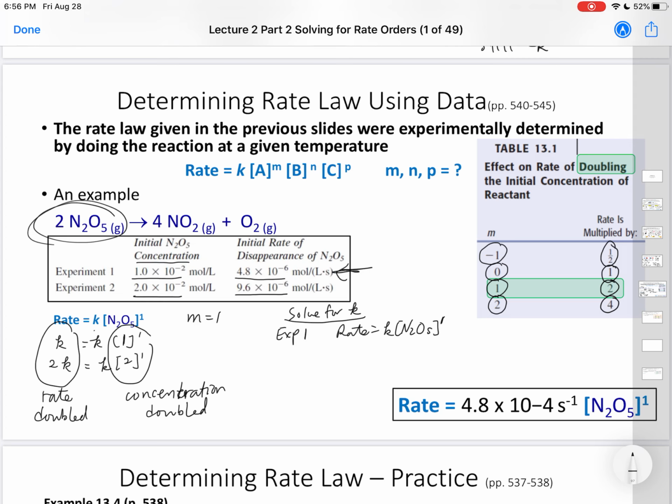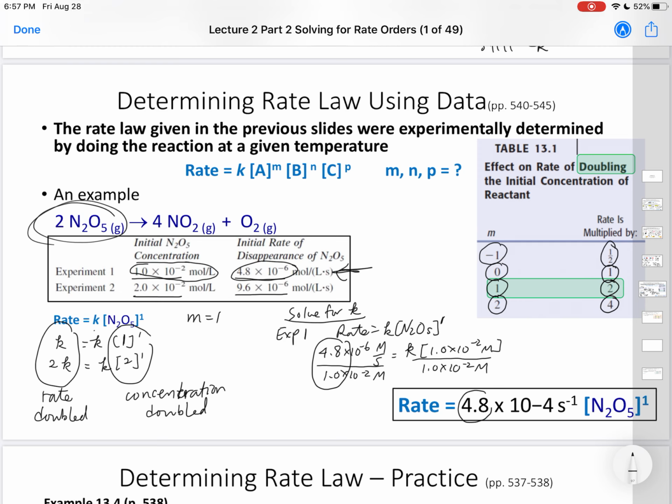So I'm going to pick experiment number 1. The rate is here, right? So rate is 4.8 times 10 to the minus 6 molarity over seconds, equal to k. And my concentration of N2O5 is here. It is 1 times 10 to the minus 2 M. So to solve for k, I need to divide this side by 1.0 times 10 to the minus 2 M, and I do that on this side too.